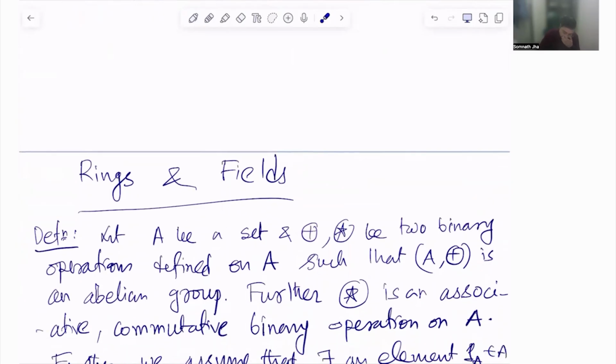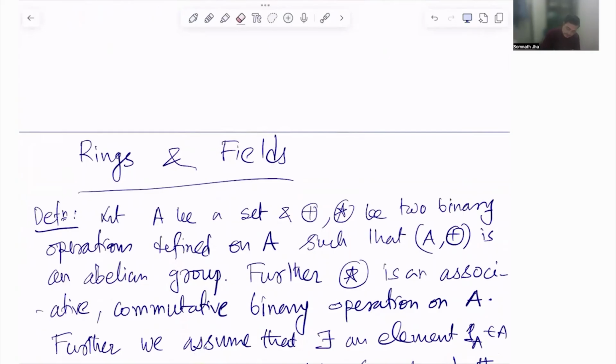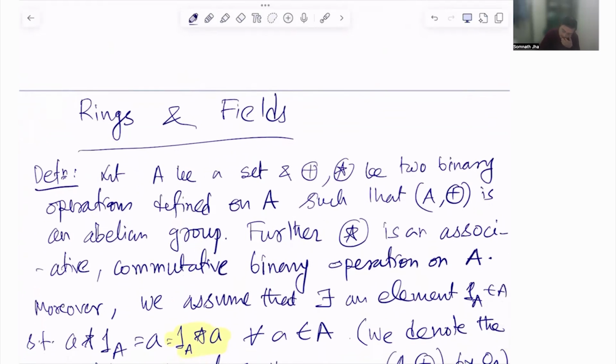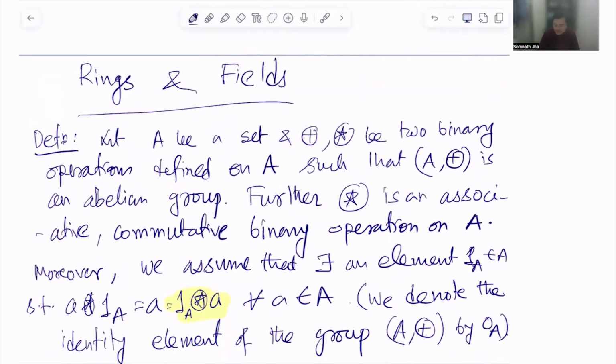Moreover, we assume that there exists a special element, the identity 1_A, such that a star 1_A equals 1_A star a equals a for all a in A. So with respect to plus, it was an abelian group, and with respect to that, let's say the identity was 0. Now we have another binary operation, which is again associative. We are calling it, let's say, multiplication. Then with respect to that, we have an identity element. We are calling it 1_A.